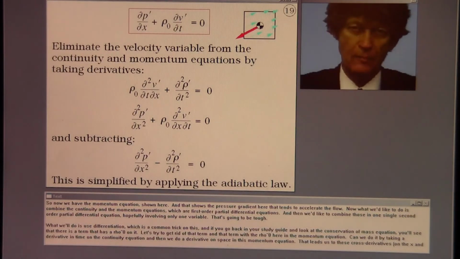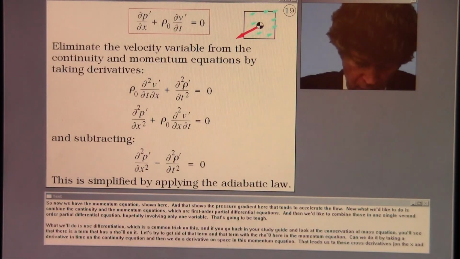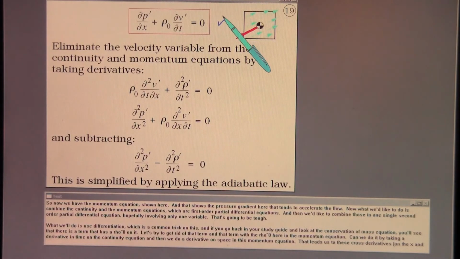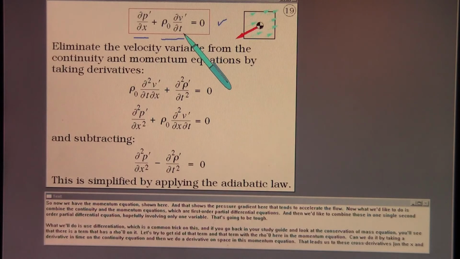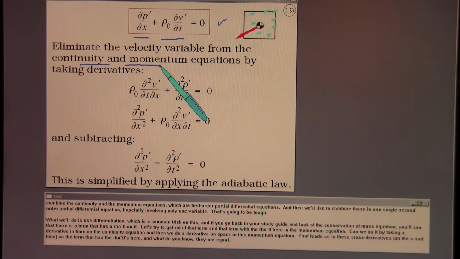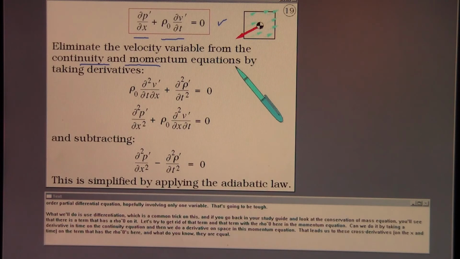So now we have the momentum equation shown here, and that shows the pressure gradient here that tends to accelerate the flow. Now what we'd like to do is combine the continuity and the momentum equations, which are first order partial differential equations, and then we'd like to combine those into one single second order partial differential equation, hopefully involving only one variable. That's going to be tough.